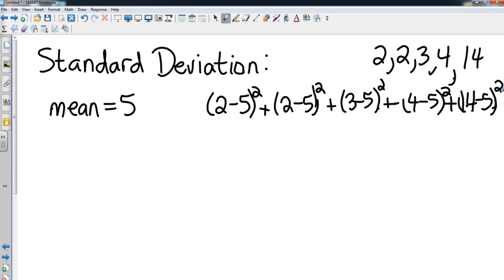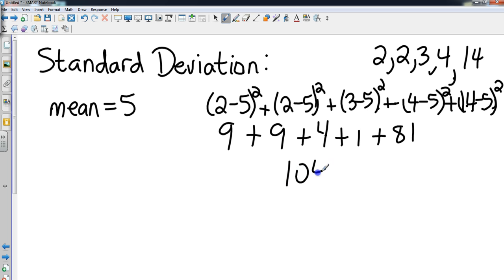Okay, so negative 3 squared is 9. Negative 3 squared is 9. Negative 2 squared is 4. Negative 1 squared is 1. And 9 squared is 81. Okay, so that comes out to be 104. And then we're going to divide it by the number 5 because we have 5 pieces of information. Okay, and that comes out to 104 over 5 equals 20 and 8/10.